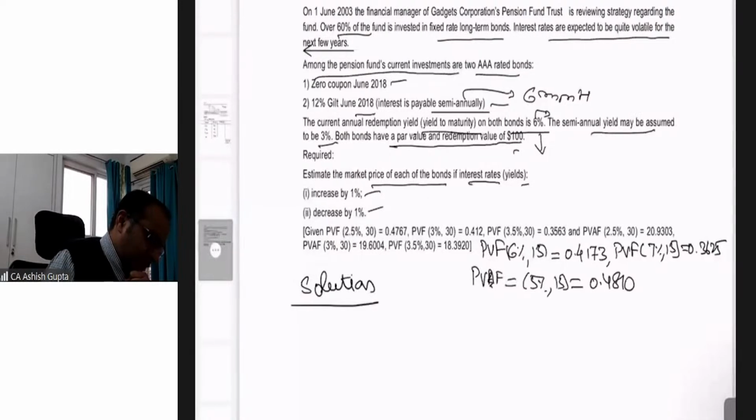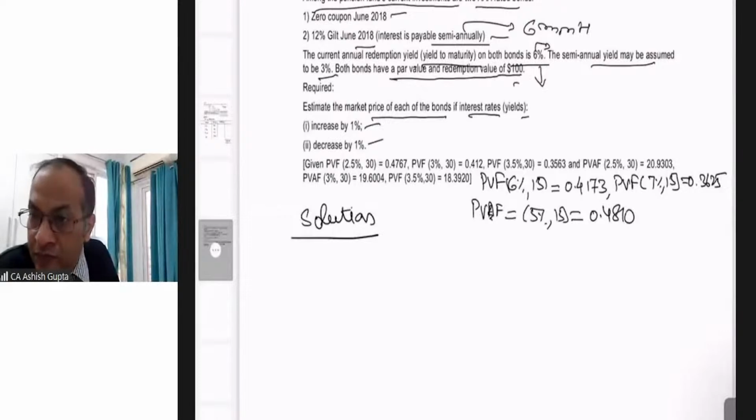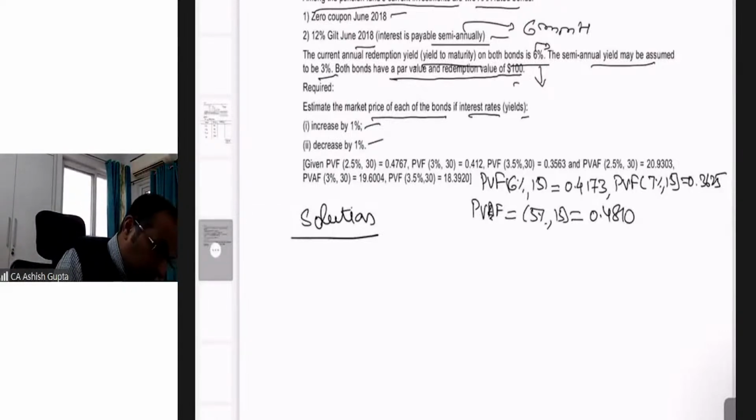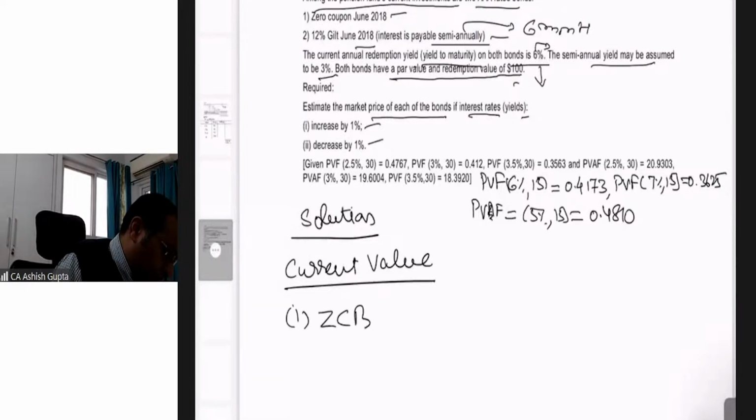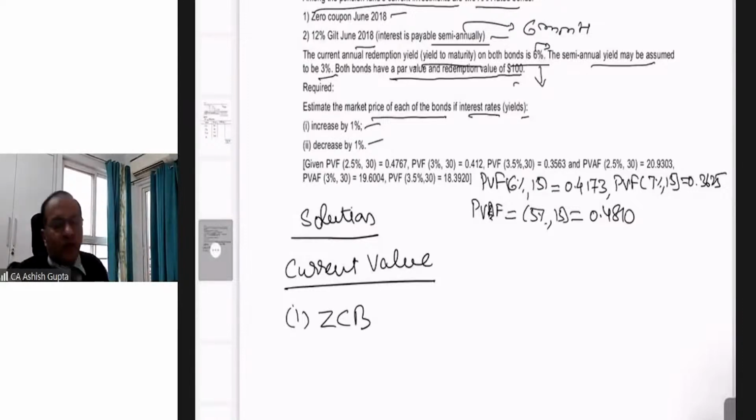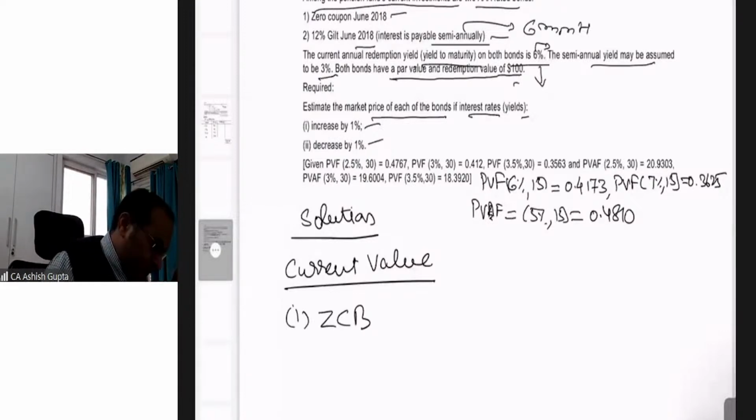Okay, students, now let us start. I'm starting to solve the question. First of all, we find out the current values. Zero coupon bond. As I told you, in a zero coupon bond there is no coupon payment, so ultimately they are issued at a discount and they are redeemed at par value. So we shall compute that. Sorry, my mistake, it's a dollar.